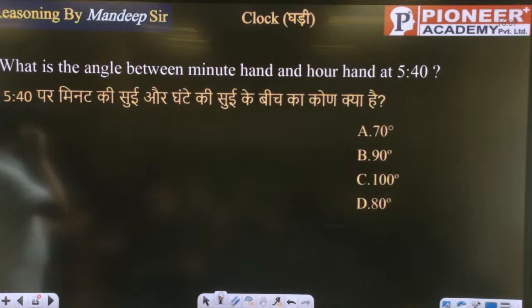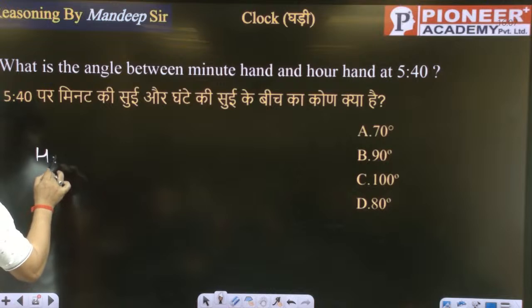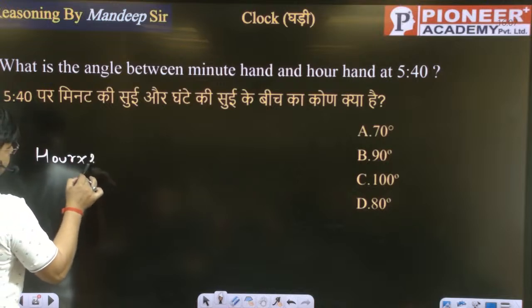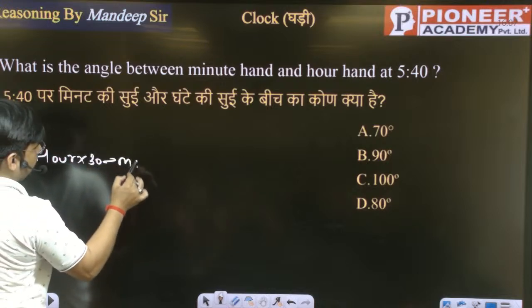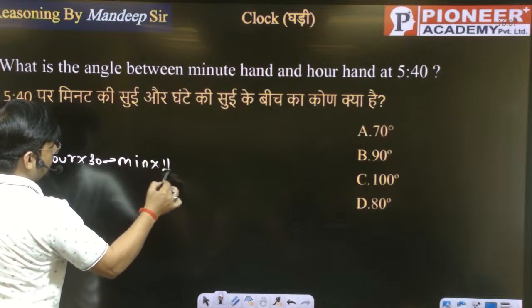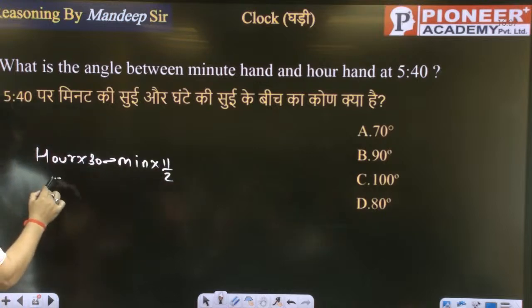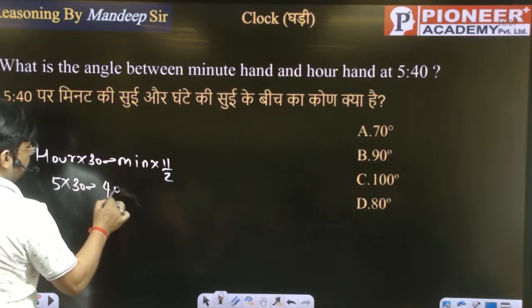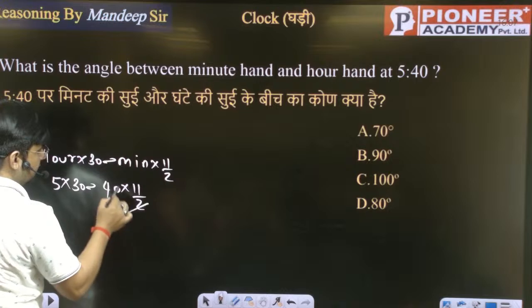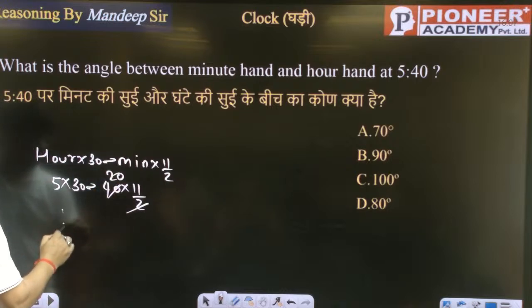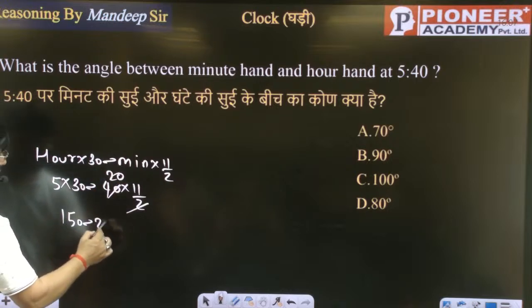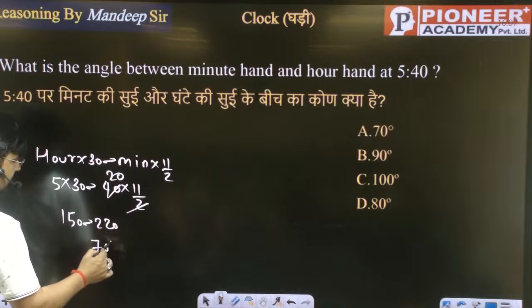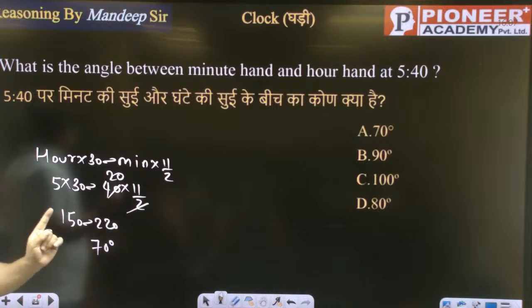What is the answer? 5 into 30 difference, 40 into 11 upon 2, 20, 150 and 220. It's 70 degrees. Is it clear?